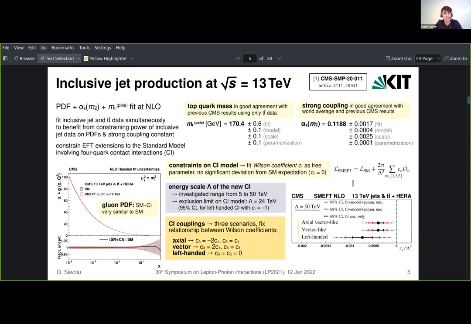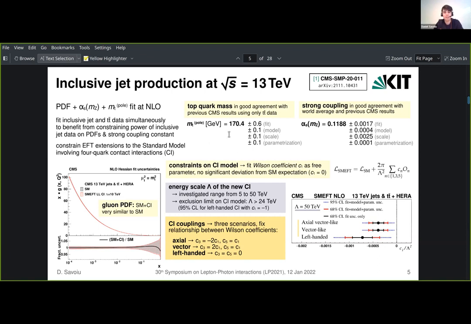What was also done with these data is a combined fit of the PDFs, the strong coupling and the top pole mass. And this also includes the TT bar data, because this is the one that is sensitive to the top quark mass. So by fitting these results simultaneously, the idea is to constrain the PDFs and the strong coupling using the inclusive jet data, and then use the TT bar data to get a better fit of the top pole mass.